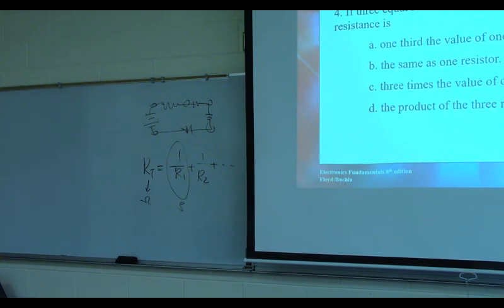Okay, this one. If 3 equal resistors, we like this kind of question, right? Equal, right? In parallel, the total resistance equals 1/3 of the value of each one, the same as 1 over 3 times each one, or the product of the 3 resistors. Which one? I'll give you 2 seconds. A, okay? A is good. Parallel, 1/3.